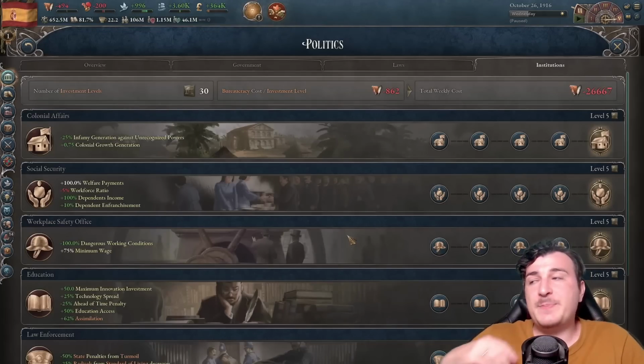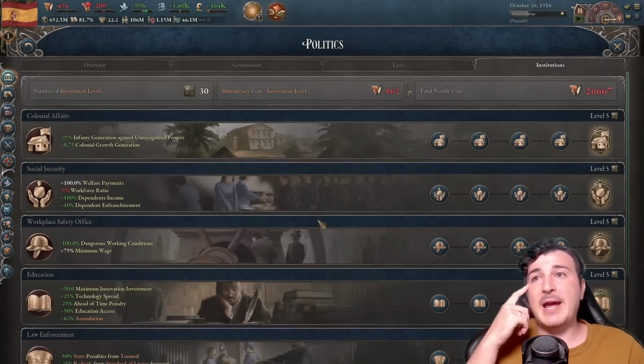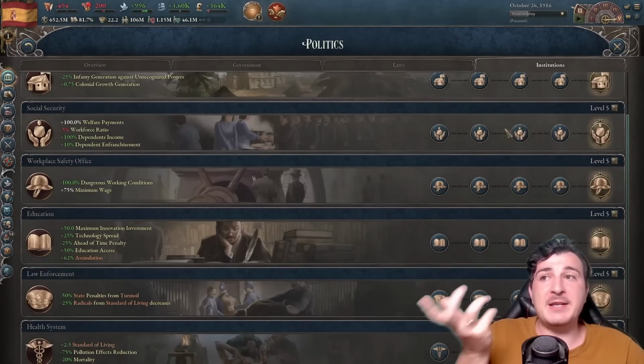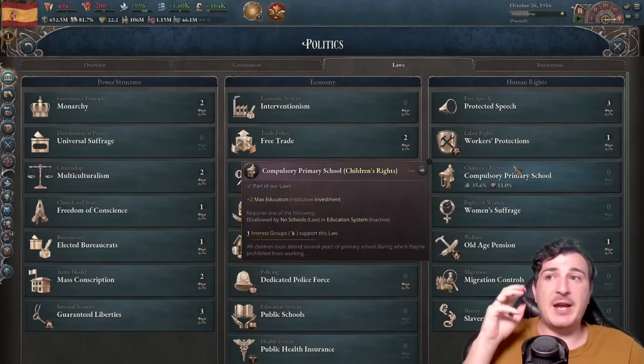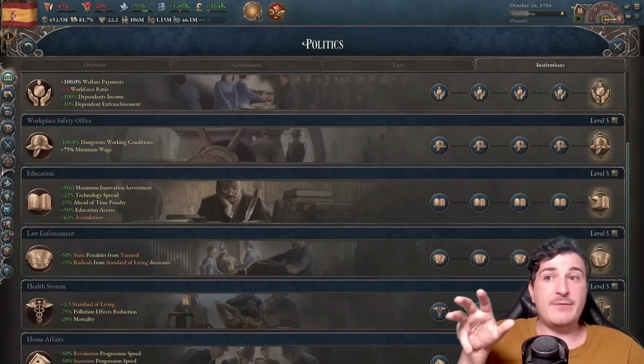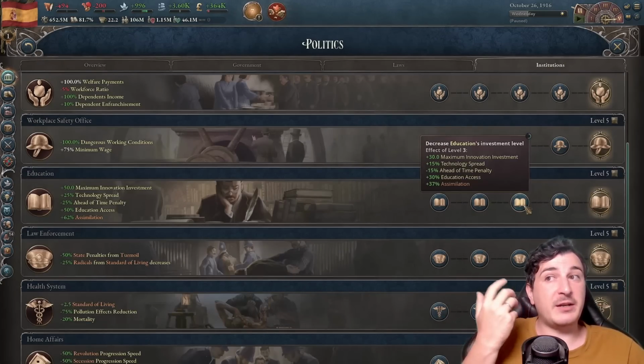Now, this is what institutions look like in my Spanish game. At the start, some nations start with no institutions. Eventually, you will get institutions, both from legislation. Like I said earlier, compulsory primary school allows us to go all the way up to level 5 with our education. Otherwise, we would be stuck at level 3.